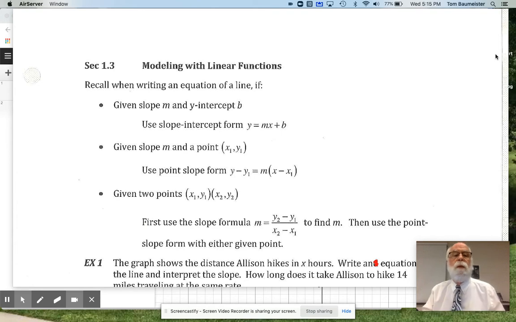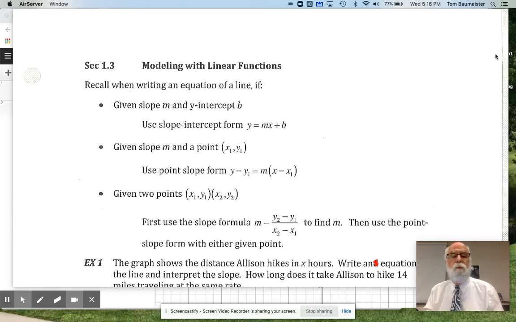Right, section 1.3 is modeling with linear functions. Recall, when writing an equation of a line, if you are given the slope m and the y-intercept b, use slope-intercept form: y is equal to mx plus b. If you are given the slope m and a point (x1, y1), use the point-slope form, which is y minus y1 equals m times x minus x1.